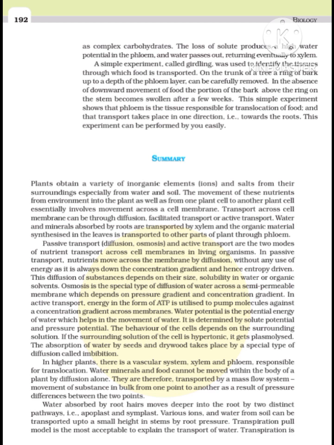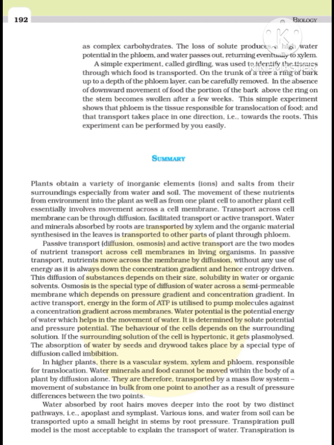This diffusion of substances depends on their size, solubility in water or organic solvents. Osmosis is the special type of diffusion of water across a selectively permeable membrane which depends on pressure gradient and concentration gradient. In active transport, energy in the form of ATP is utilized to pump molecules against a concentration gradient across membranes. Water potential is the potential energy of water molecules which helps in the movement of water. It is determined by solute potential and pressure potential.